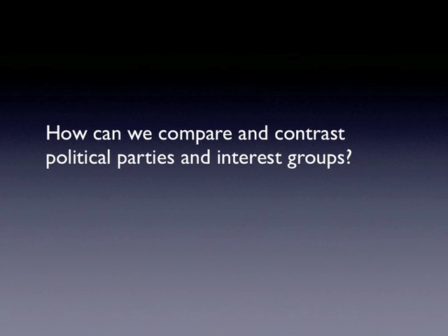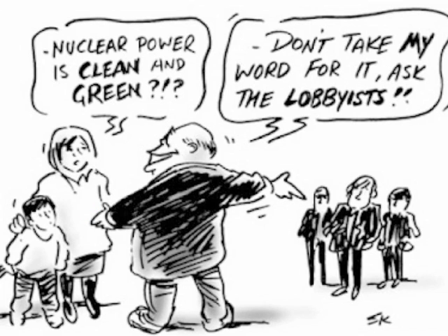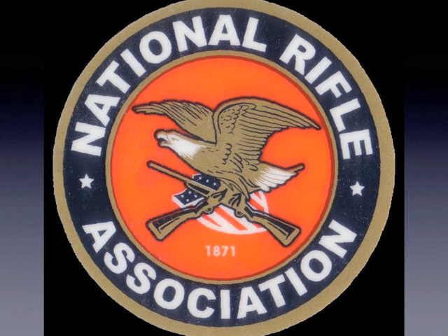How can we compare and contrast political parties and interest groups? Political parties are responsible for the nominating process, while interest groups hope to influence those nominations. Political parties are interested in winning elections and controlling government, while interest groups are interested in influencing the policies created by government. Political parties concern themselves with the whole range of public affairs, while interest groups tend to focus on issues that their members are concerned about.